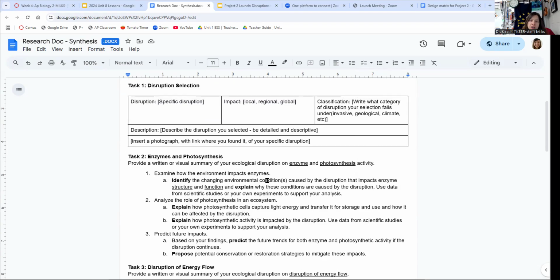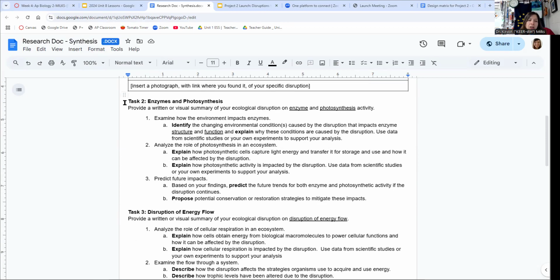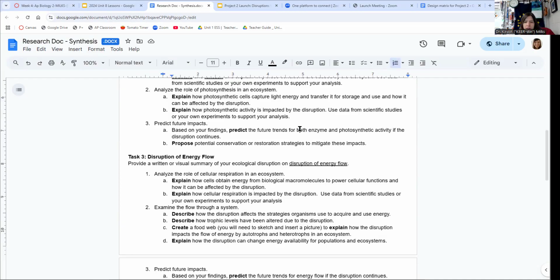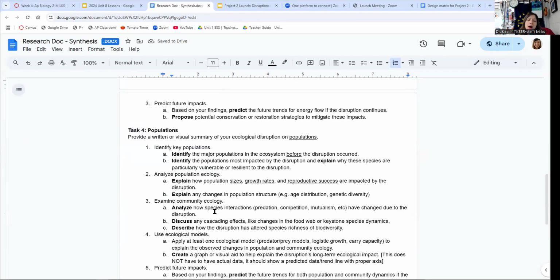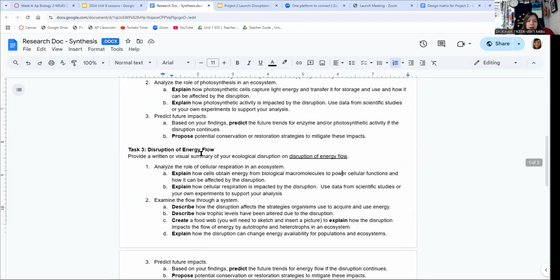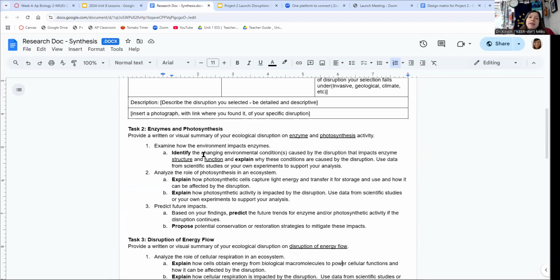So you're going to pick a disruption. You can talk to me more if you haven't done this yet. And then this is what you're going to do to kind of select it. And then you're going to take a walk through enzymes and photosynthesis. This should be enzyme and or photosynthesis. Then they're going to think about disruptions of energy flow. Then you're going to think about populations, population ecology, community ecology. We're going to work on this over several days. This is what we're doing in class this week.